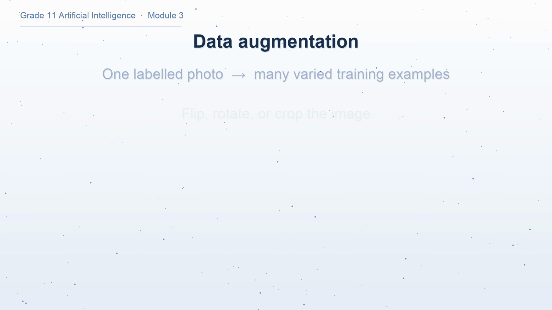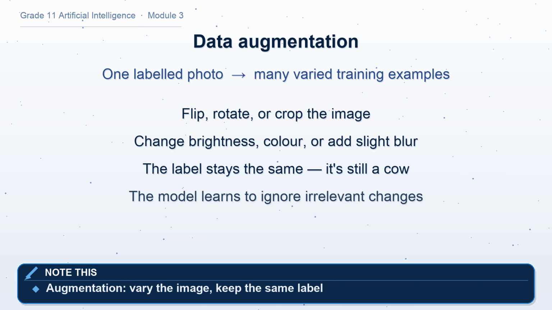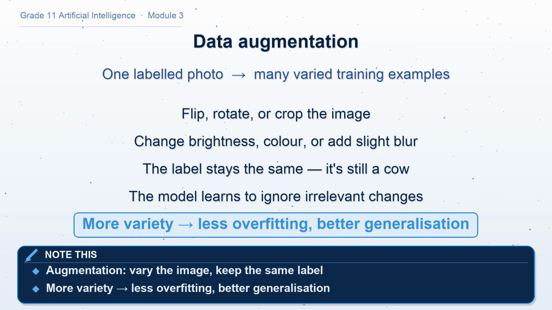Labeled images are expensive to collect, so we stretch the data we have. Data augmentation makes many varied training examples from a single labeled photo. We can flip the image, rotate it, or crop it. We can change the brightness, shift the colors, or add a slight blur. Crucially, the label does not change. A flipped photo of a cow is still a cow. By seeing these variations, the model learns to ignore changes that do not matter, like lighting or angle. The result is less overfitting and better generalization to new photos, which connects straight back to the bias and variance ideas from Module 1.